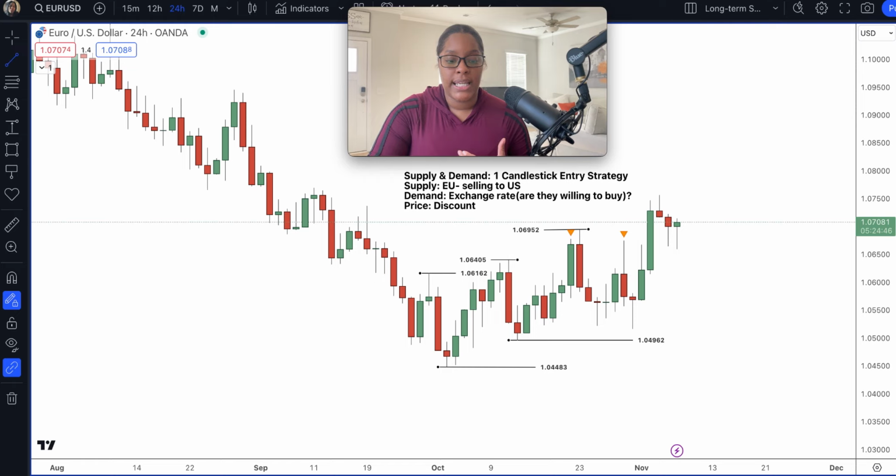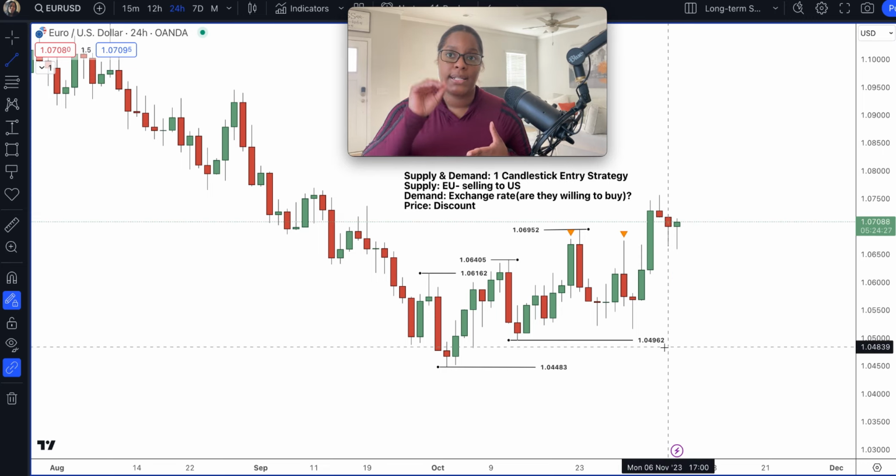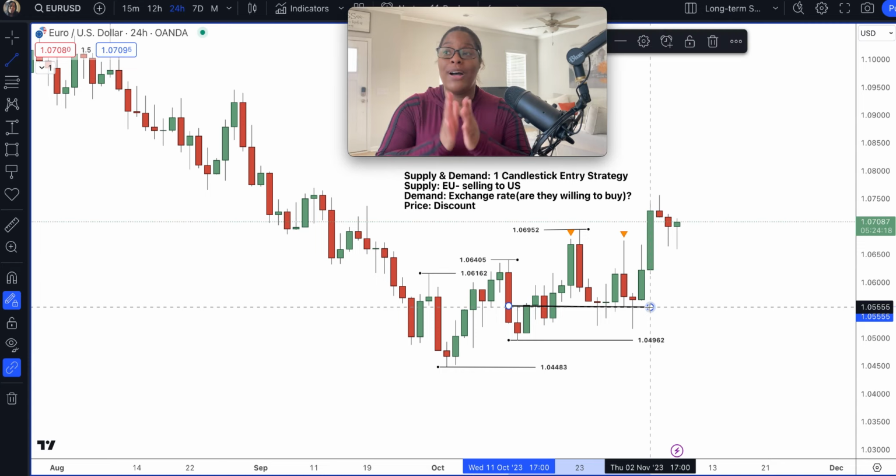So once again, you can get your zone or whatever type of structure you want to use. But here's a tip. If you are the buyer, your structure, or whatever you use to say you want to enter a trade, needs to be above a higher low. So whatever I decide to trade, I want it to be above 1.04962 in this example. And the candlestick I'm using is still the same candlestick. It's this inverted hammer. Telling y'all, one candlestick tells you everything you need to know.